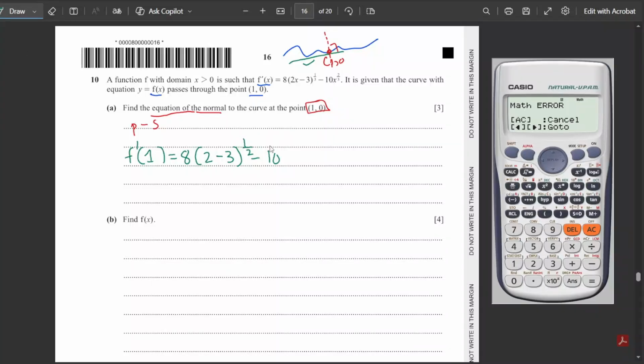I know what I did wrong. So this is actually 1 by 3, not 1 by 2. Okay, that's what we did wrong. Okay, so going back, this is 1 divided by 3. So it's negative 18. So m is negative 18.